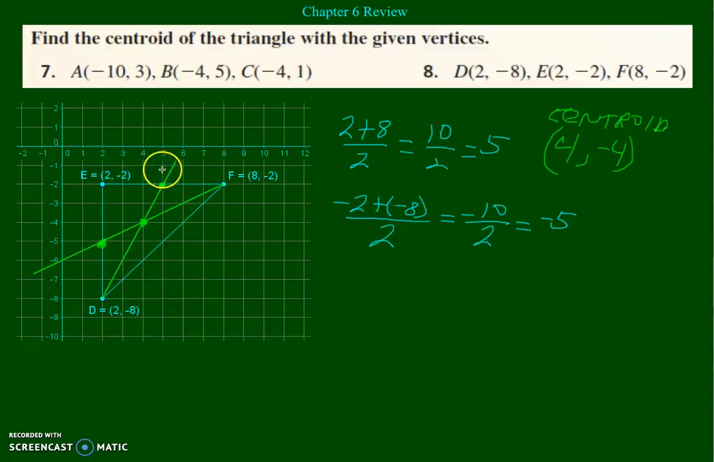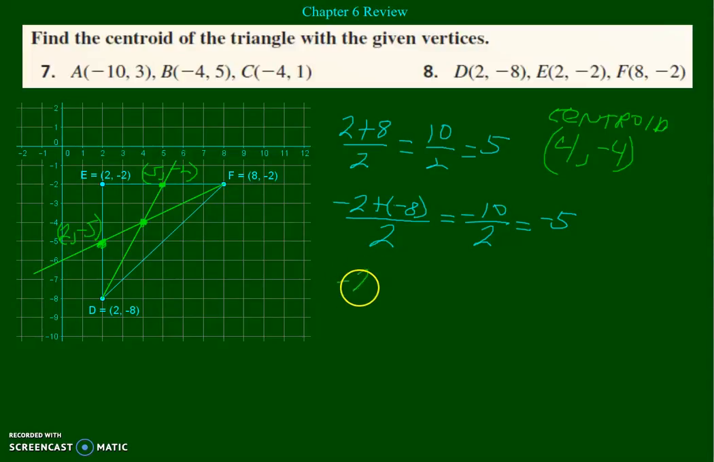So this point is 5, -2, and this point is 2, -5. So what we're going to do is find the equation of the line from this point to this point. So let's go ahead and find the slope.